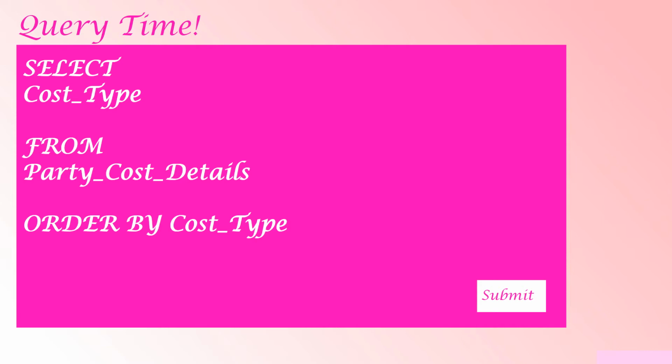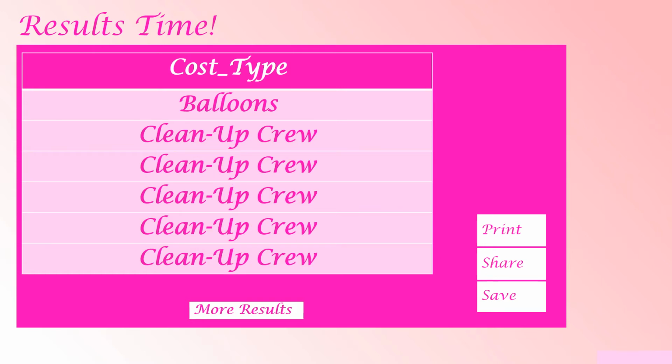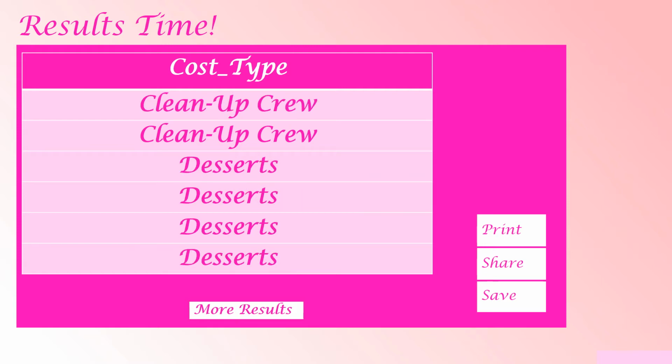To get Cinderella that list of cost types, you might write a query like this. Select cost type from party cost details, order by cost type. Now this is just the first page of the result set, and there would likely be many more pages of results. But are you noticing anything? Let's take a look at another page of the results from the query. Here is the next page in the result set. Noticing anything here? Let's look at one more page of the result set. Notice anything here? We could keep going as there are pages and pages of results, but we'll stop for now.